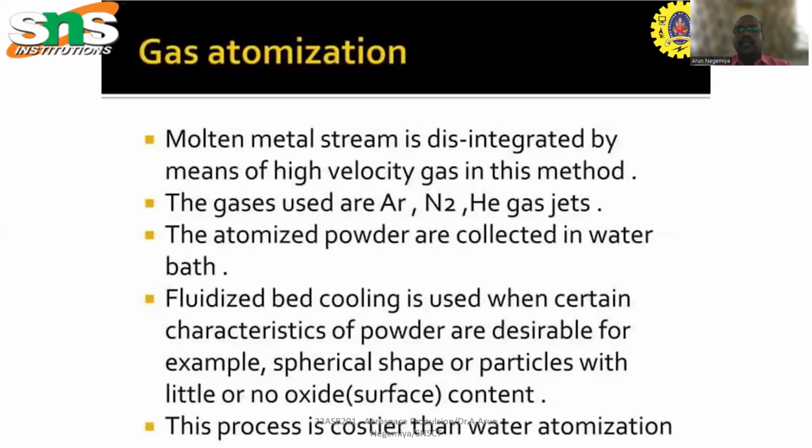Here they are using some gases for this process, like argon, nitrogen, helium. These gases can be used for this study. The argon, nitrogen, helium gas will be sprayed over the molten metal at high velocity and high pressure. During this process, the molten metal will be cooled, and finally the molten metal will be collected in a base like copper.